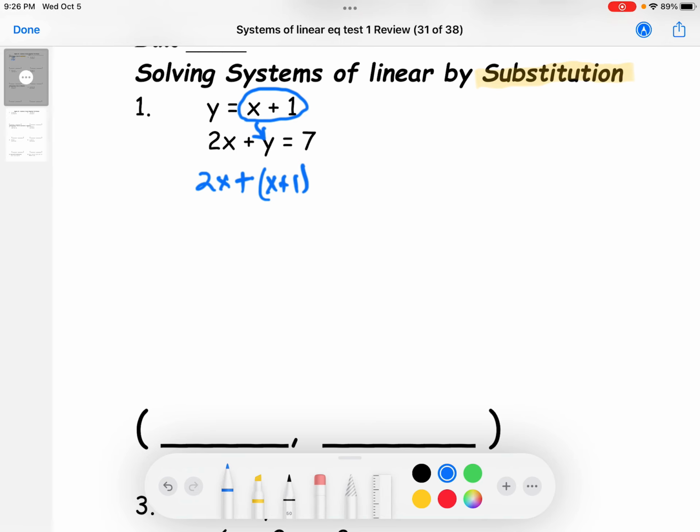Okay, 2x plus that whole thing. Substitute that whole thing in. I'm just plugging it into the second equation. It's still going to be equal to 7. And now the name of the game is just to simplify and find what x is equal to.